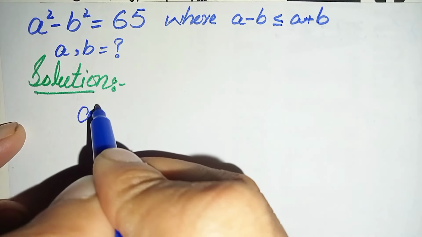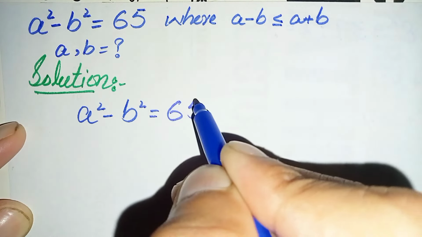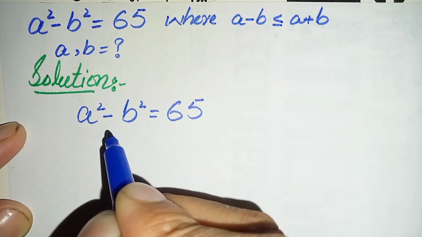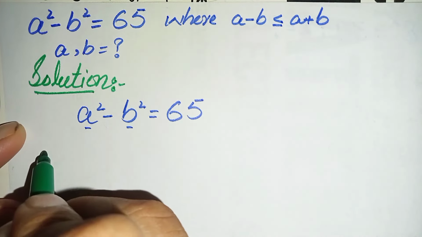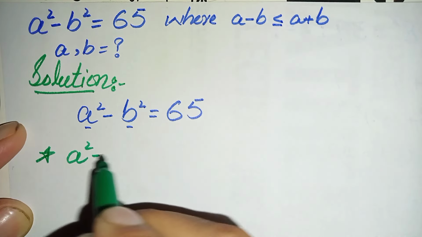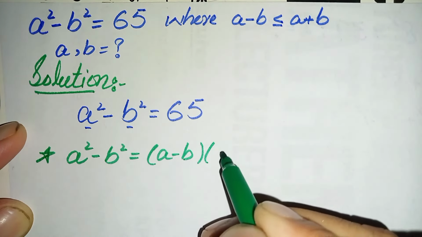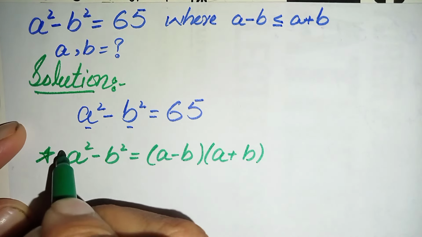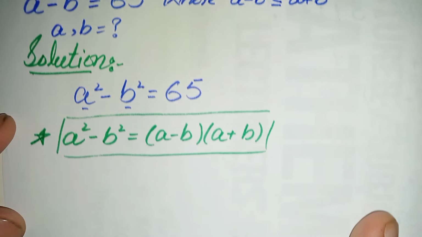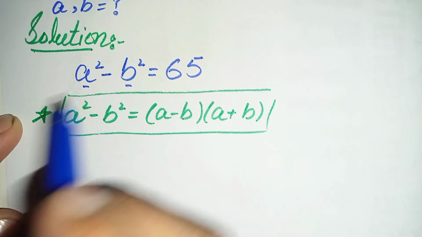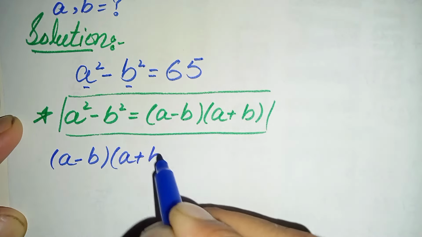So the problem is a square minus b square is equal to 65. Now first of all, we will factorize the left hand side. This is a famous algebraic identity, a square minus b square. So here we will use this algebraic identity: a square minus b square is equal to a minus b times a plus b. So using this identity, the left hand side of this equation will become a minus b times a plus b is equal to 65.